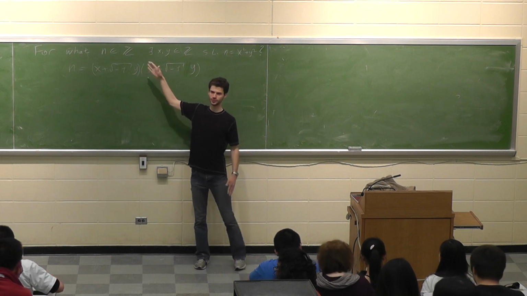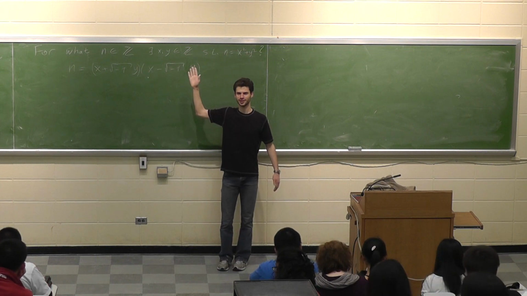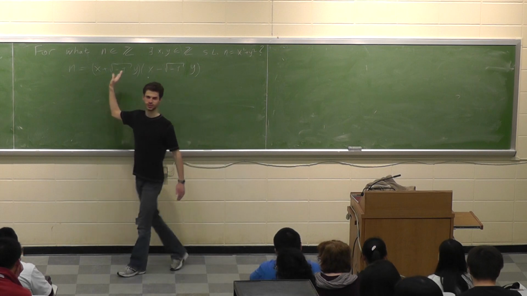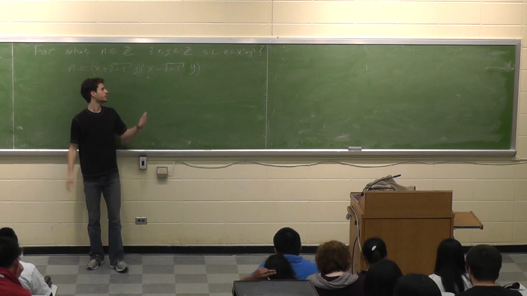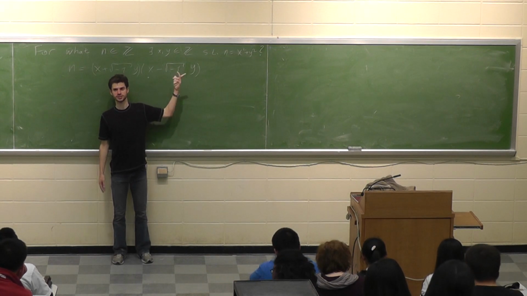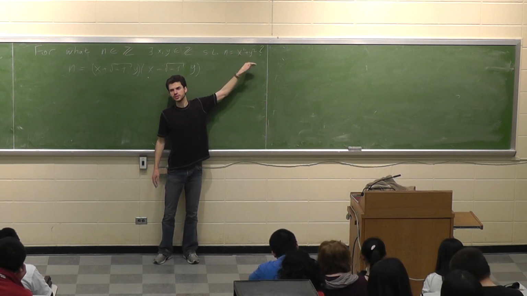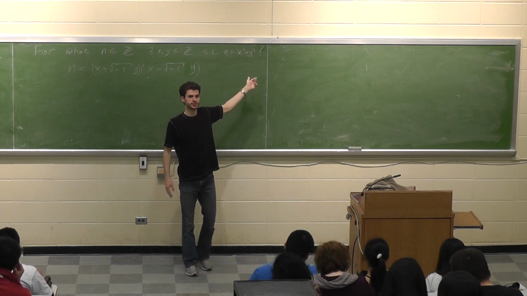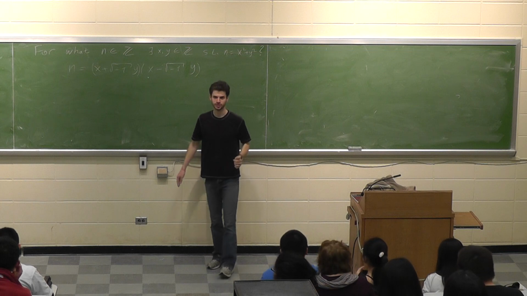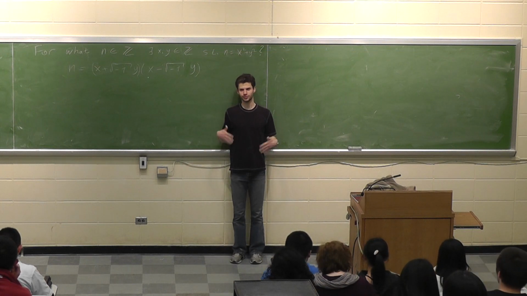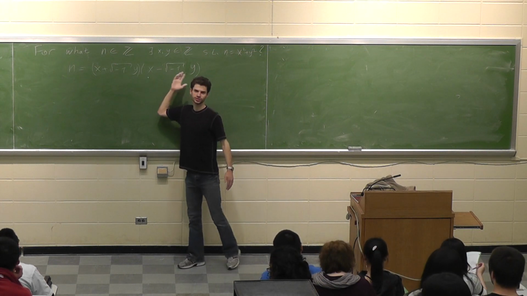Remind you that I promised that we will discuss this question. For what integers n can we find integers x and y such that n is a sum of two squares, x squared plus y squared? And the first step is to factor the right hand side.